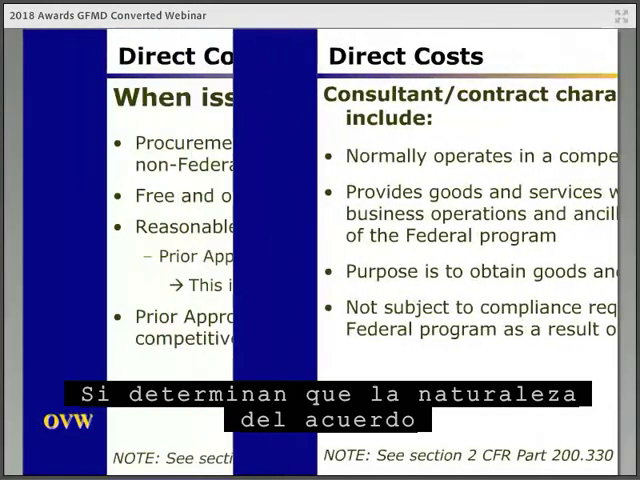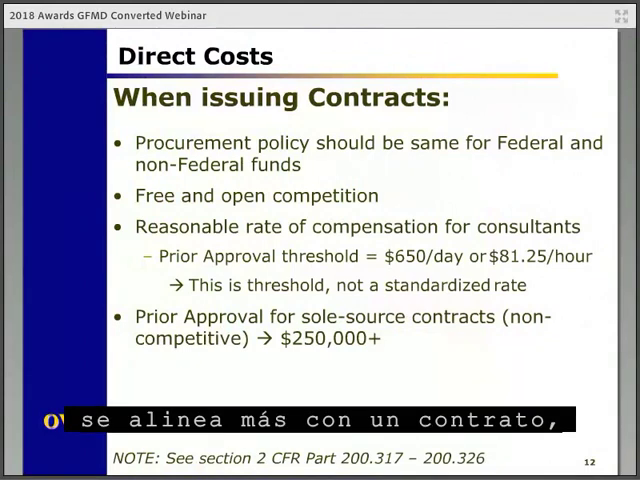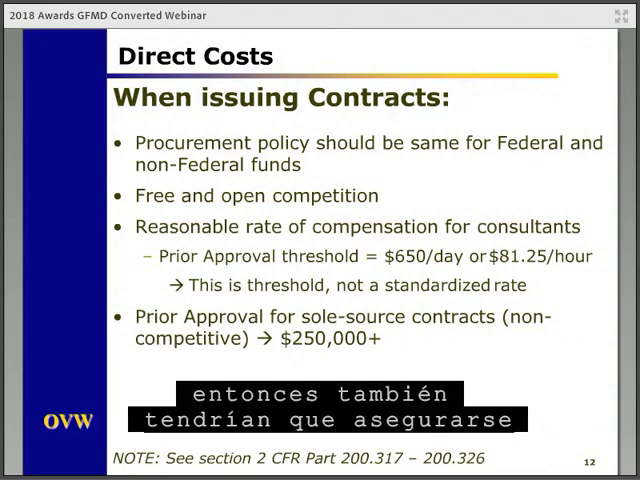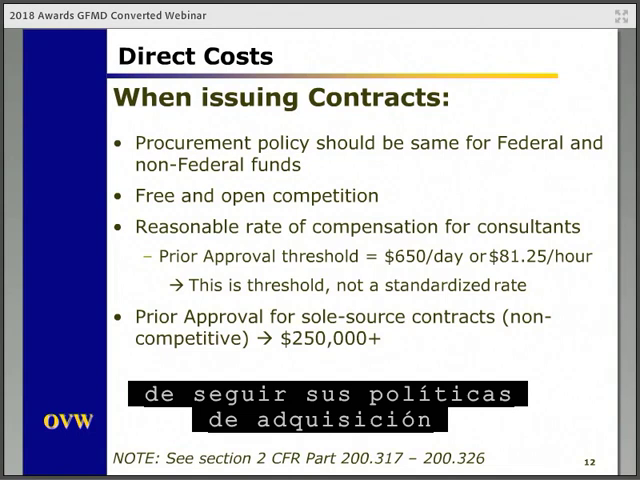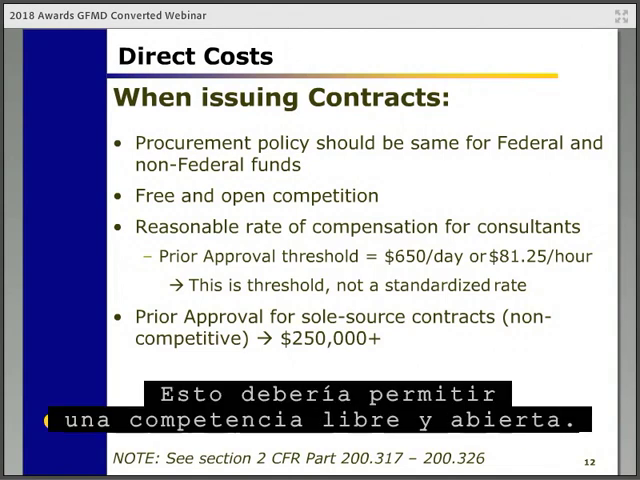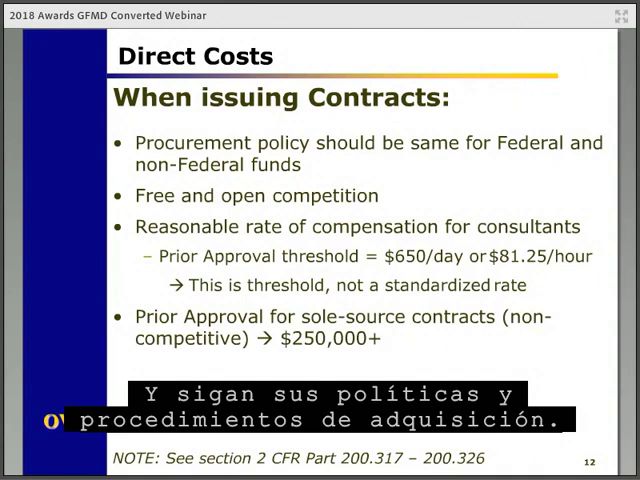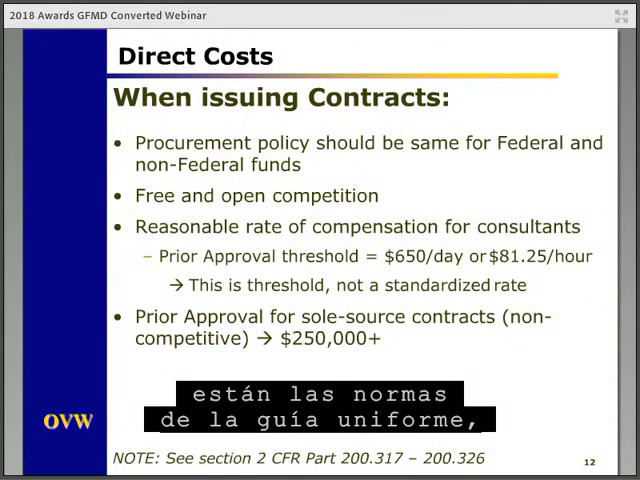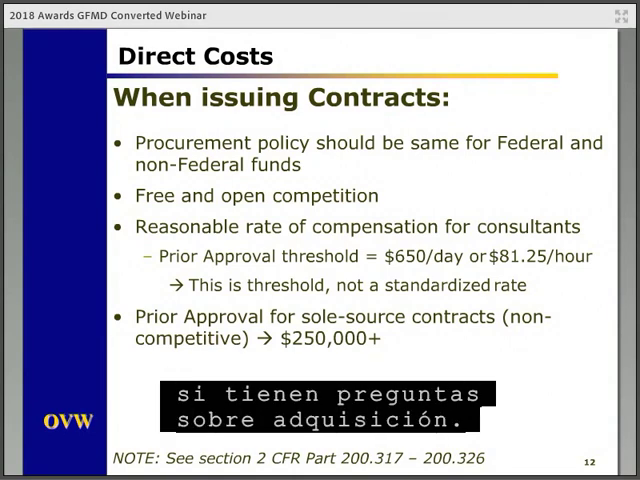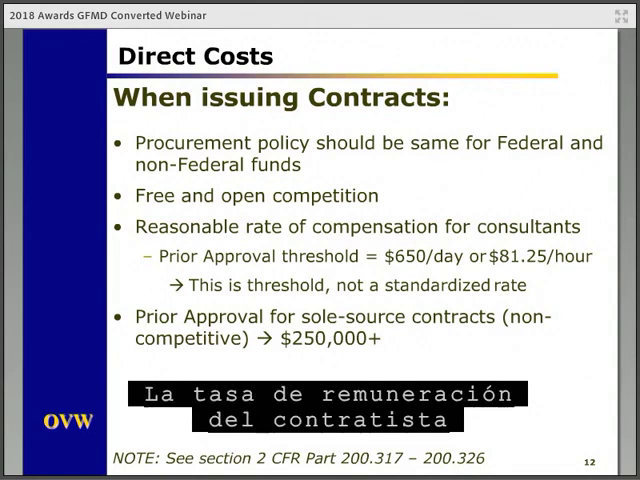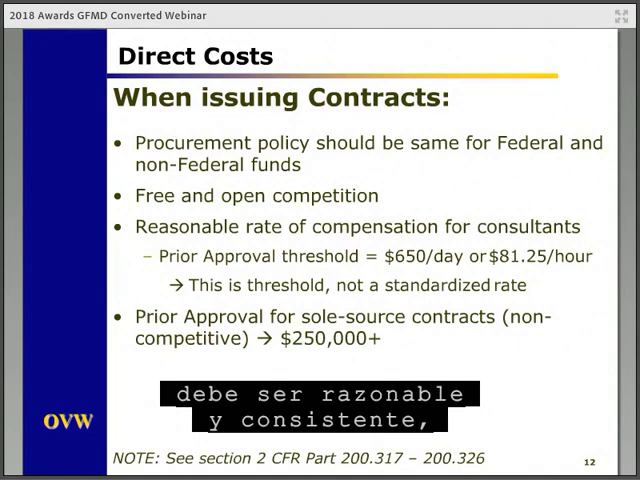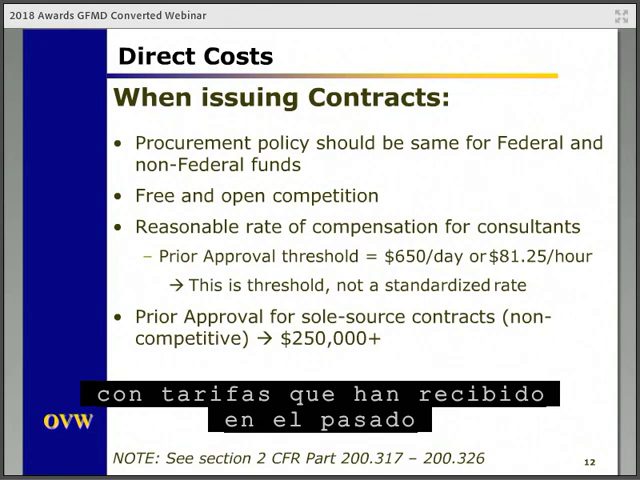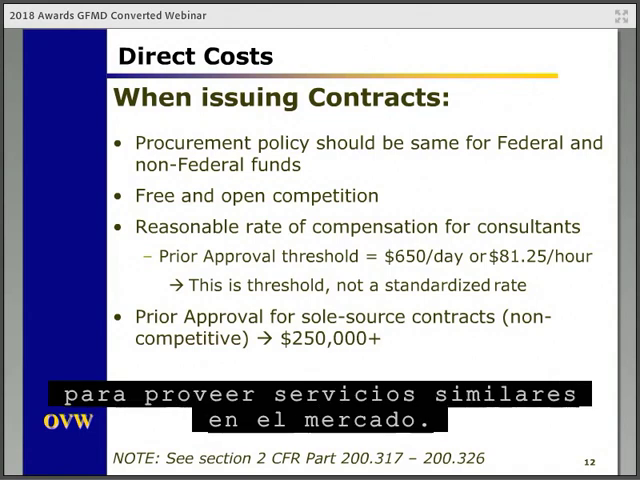If you determine that the nature of the agreement does in fact most closely align with a contract, then you'd also need to make sure that you're following your procurement policies if you're awarded. This should allow for free and open competition and follow your procurement policies and procedures. Noted here at the bottom of the screen are the procurement standards from the uniform guidance, so please reference these if you have any questions about procurement. The rate that the contractor is compensated should be reasonable and consistent with rates they've received in the past for providing similar services in the marketplace.